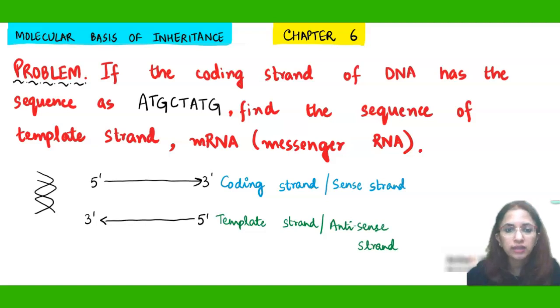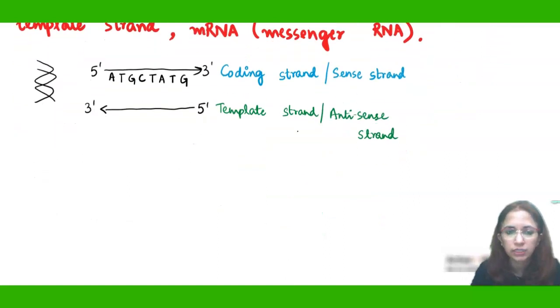Now here they are talking in the question about the coding strand, right? So coding strand means the above one. So we will write the bases in it first, okay? So the first base given is A, then T, then G, then C, then T, A, T and G. This is what we have done as the initial step.